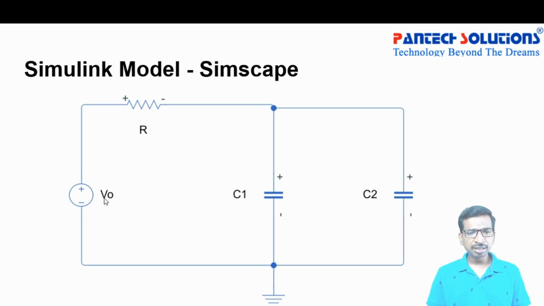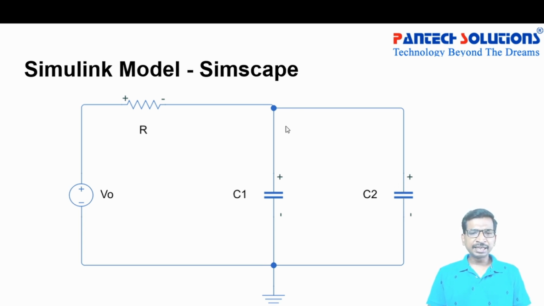See here, V0 is equal to, so this V0 is equal to voltage across this capacitor as well as the voltage across the second capacitor. So all these voltages will be equal. Suppose if you develop a KVL.